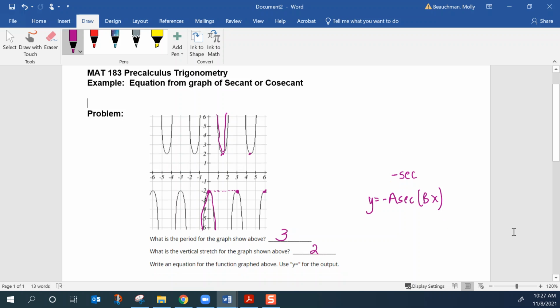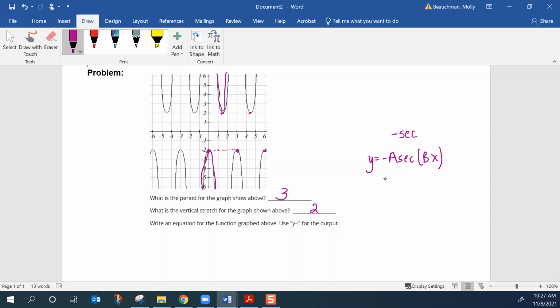So if the period is equal to 3, then the period, just like the sine and cosine function, is 2 pi divided by b. Our period is 3, so we get 2 pi divided by b is equal to 3. Multiply both sides by b, and then divide by 3. So we get b is equal to 2 pi over 3. So the equation for our function is y is equal to negative, because it's a reflection, 2, because that's the vertical stretch, times the secant of 2 pi over 3 times x.